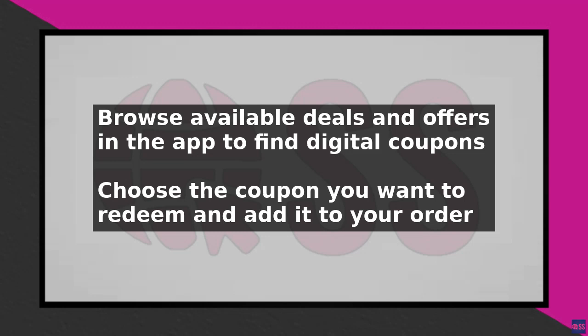If you want to use the coupon immediately, select the items you want to purchase and add them to your mobile order. When you are ready to pay, go to the checkout section and select the coupon you want to apply. The discount will be automatically deducted from your total.